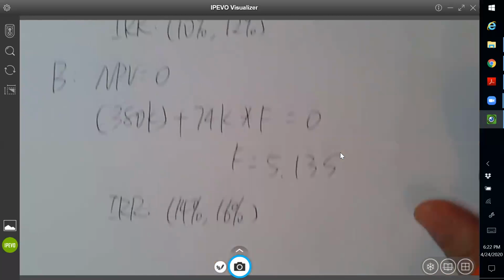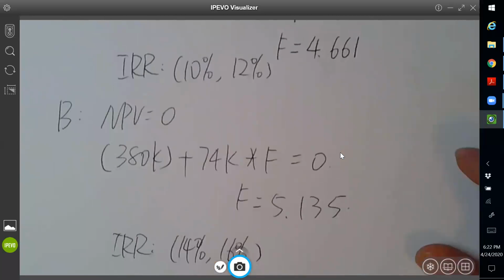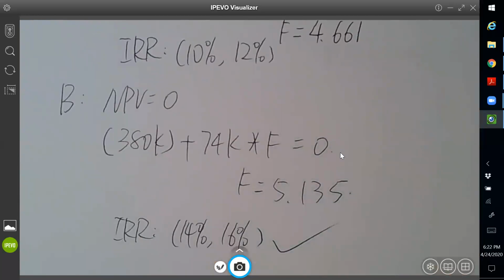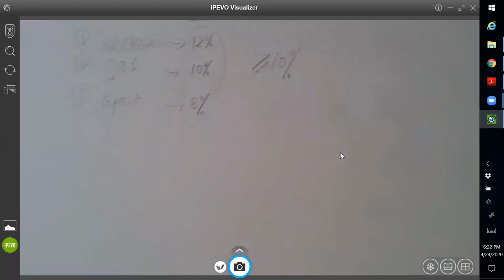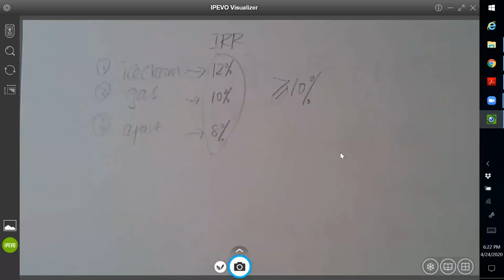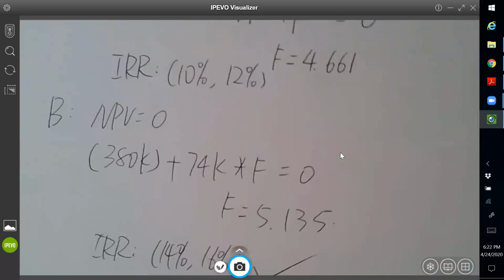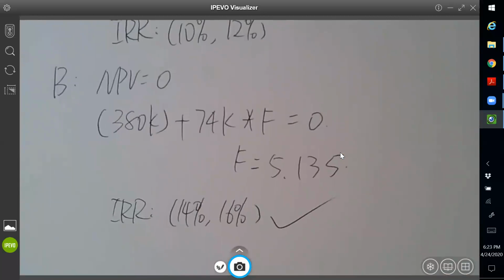Right? So that's it. Which project should we invest in? We invest in the one with a higher rate of return. We invest in the one with a higher internal rate of return. Like the ice cream, gas, and the apartment, we invest in the one with a higher IRR. Make sure you know how to get the numbers and how to interpret them. Let me know if you have any questions. Thank you.